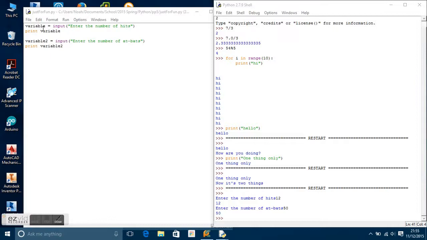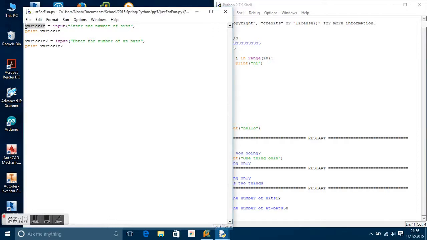So what we just did, we just got this variable over here and this variable over here, and we collected them from the user, whoever was at the computer at the time. Now, just so we can understand the math better, I'm going to change this variable to hits, because variables can really be anything.